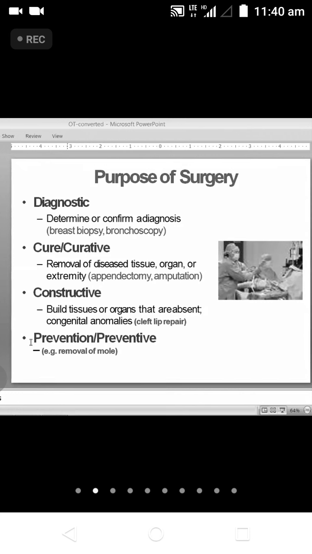And next is prevention or preventive surgeries. Prevention in the sense you are removing a mole or a wart, even for cancers. If there is any cancerous growth, as a preventive measure you are just removing it off. Also if the patient is having any kidney stones, you are removing it. It is like a preventive surgery.